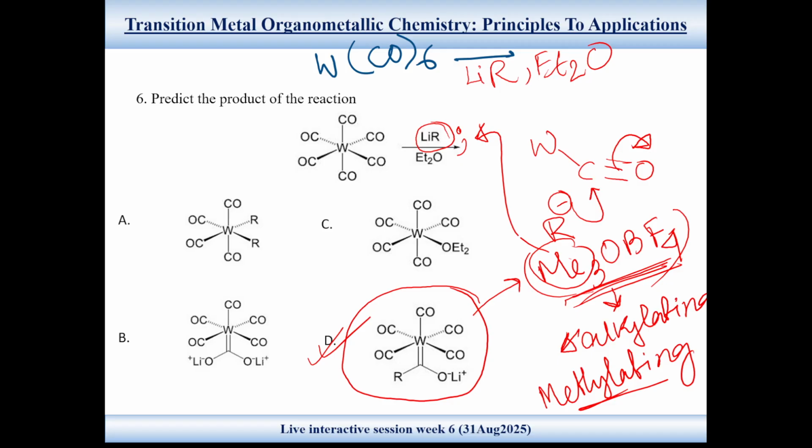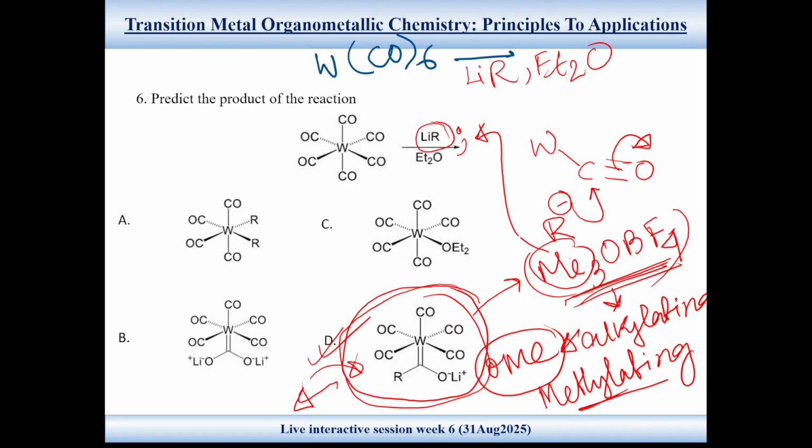So what will happen? It will generate methyl plus, and this O minus will be converted to OMe, which will be the final product, because the reaction will not stop at this stage. This is an intermediate when you add LiR and ether. In the presence of this reagent, it will undergo methylation and generate a transition metal carbene. Which type of carbene is it, Fischer or Schrock? Fischer carbene.